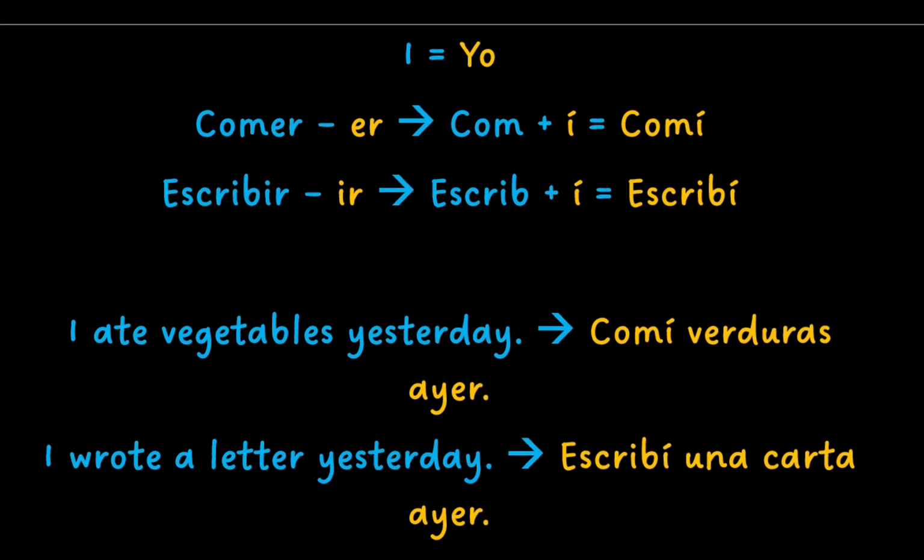I in Spanish is yo, and to conjugate this, we drop the ER and IR endings, and we add Í with an accent. So to say I ate, comer becomes comí, and to say I wrote, escribir becomes escribí. I ate vegetables yesterday is comí verduras ayer. I wrote a letter yesterday is escribí una carta ayer.